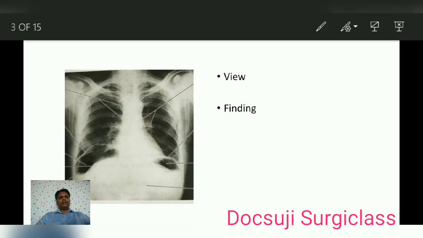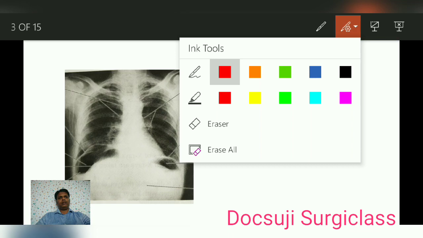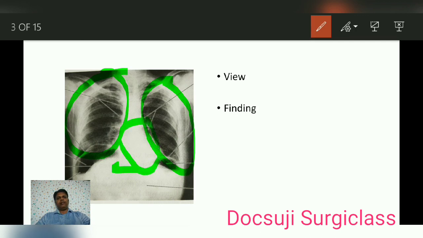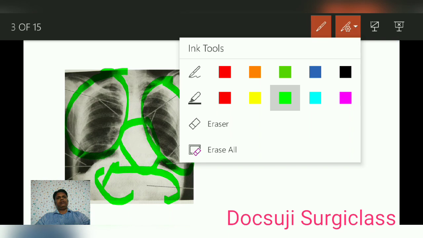So just watch this X-ray. This X-ray is an X-ray of the chest, PA view, including the upper part of the abdomen. Here you can see the lung field on both sides, and this is the cardiac shadow, and this is the upper part of the abdomen. The lung field and the cardiac shadow look normal.